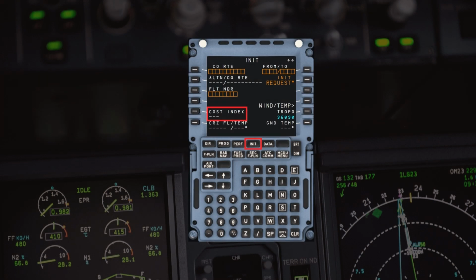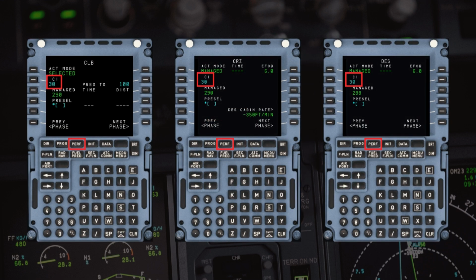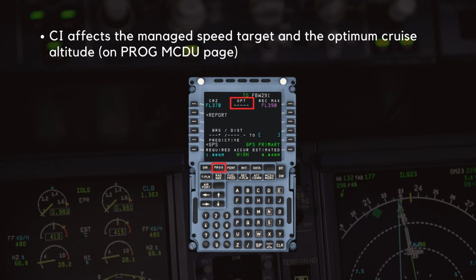Crews normally input the chosen cost index into the INIT page of the MCDU during the preliminary cockpit preparation stage. The cost index is a strategic parameter that applies to the whole flight, and it can be modified by the crew during the climb, cruise, and descent phases on the PERF page of the MCDU. The cost index affects the managed speed target and the optimum cruise altitude located on the PROG MCDU page.